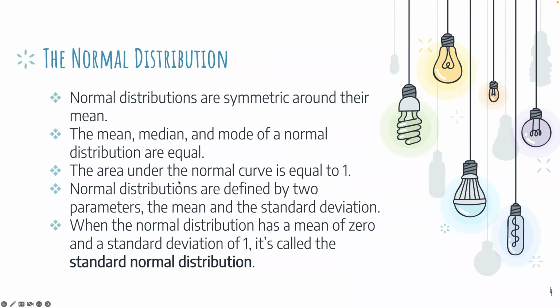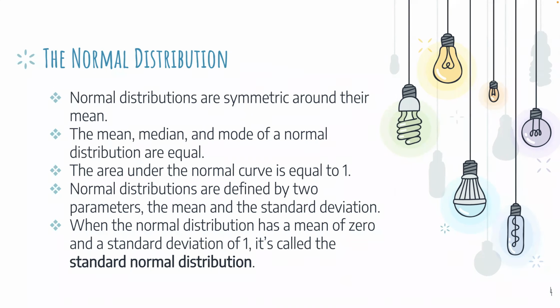The area under the normal curve is always equal to 1, and this is the fact that we use when we are working with probabilities. Normal distributions are always defined by 2 parameters, which are the mean and the standard deviation. All normal distributions have different means and different standard deviations.